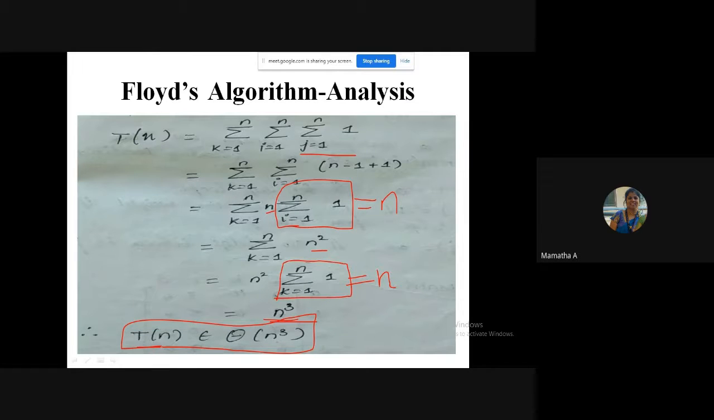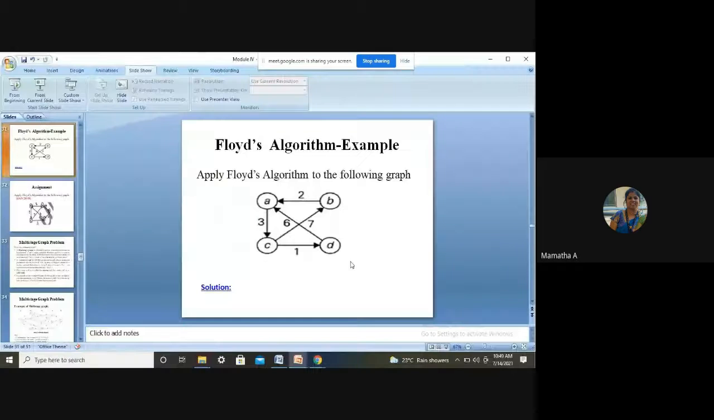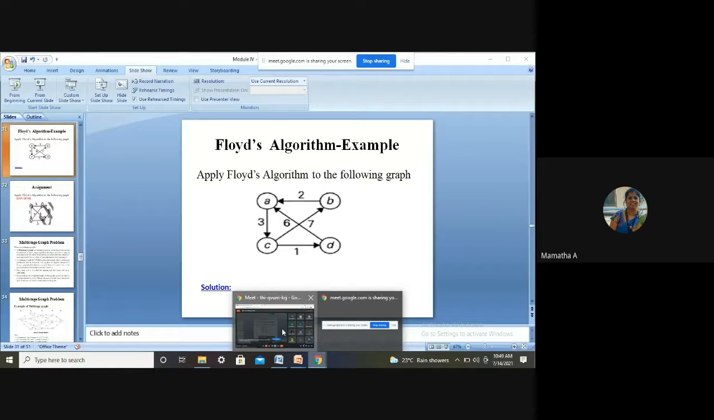Now you're understanding, right? It's about the analysis. So we have this problem, which is part of your exam too. We will see in the next class how to solve them. If you have any doubts, you can just ask me. In the next class, I will solve that for you. Any doubts, students? You can ask me.